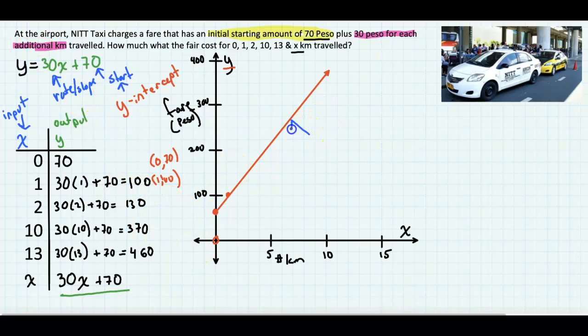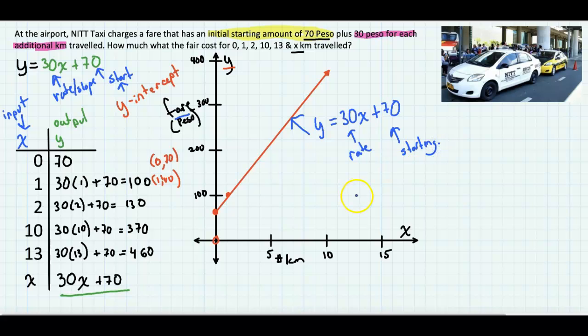So I'm just going to label this function. This is y equals, remember y is the fare, because I said that right here. The fare is equal to 30 pesos per kilometer, x, plus that starting amount, which was 70. So I'm going to go through some examples for IXL where I'm going to have you read some scenarios, and then you're going to have to create the function. There are only two things we're always looking for. What is the rate? And what is the starting point?